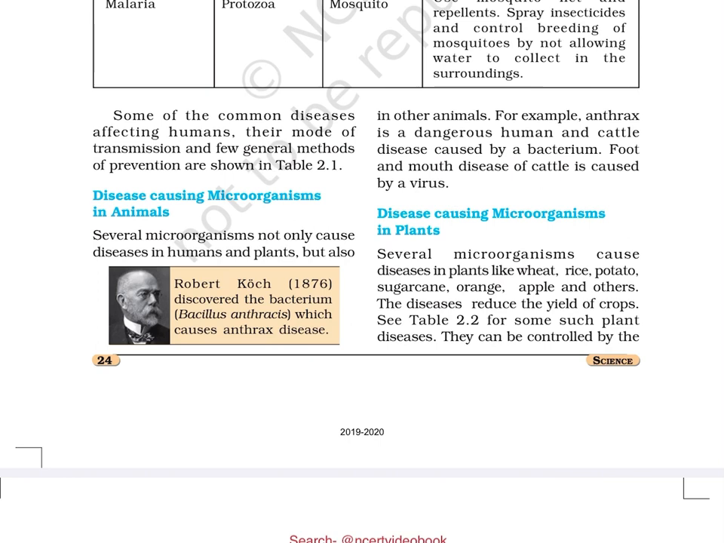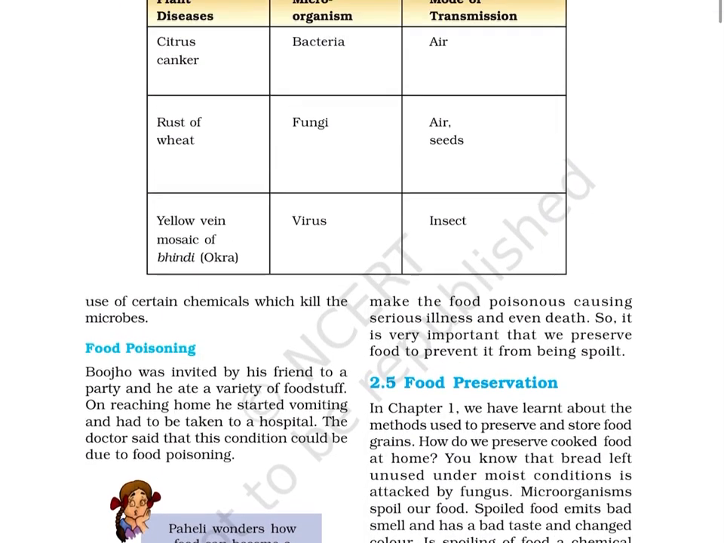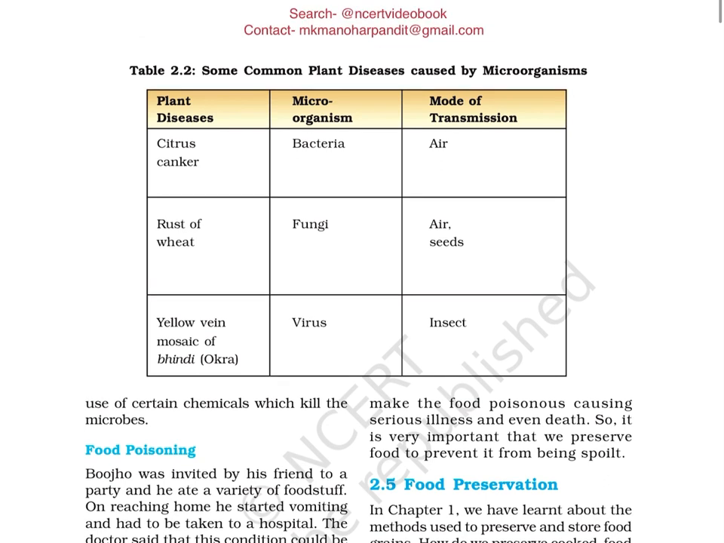Disease-causing microorganisms in plants. Several microorganisms cause diseases in plants like wheat, rice, potato, sugarcane, orange, apple, and others. The diseases reduce the yield of crops. We will cover some such plant diseases in Table 2.2. Page 25. They can be controlled by the use of certain chemicals which kill the microbes.